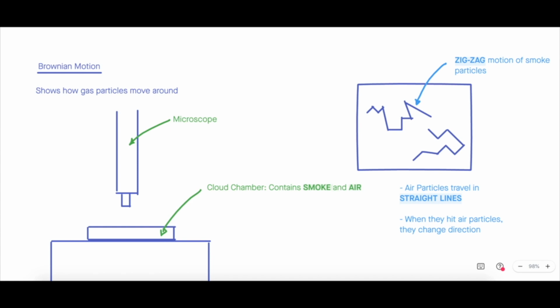So two things you can conclude from this experiment are that the air particles travel in straight lines, because remember it's zigzag motion, they don't curve in between each change in direction, they travel in straight lines, and the reason they change direction is because they're hitting air particles, and this whole motion is what we call Brownian motion.